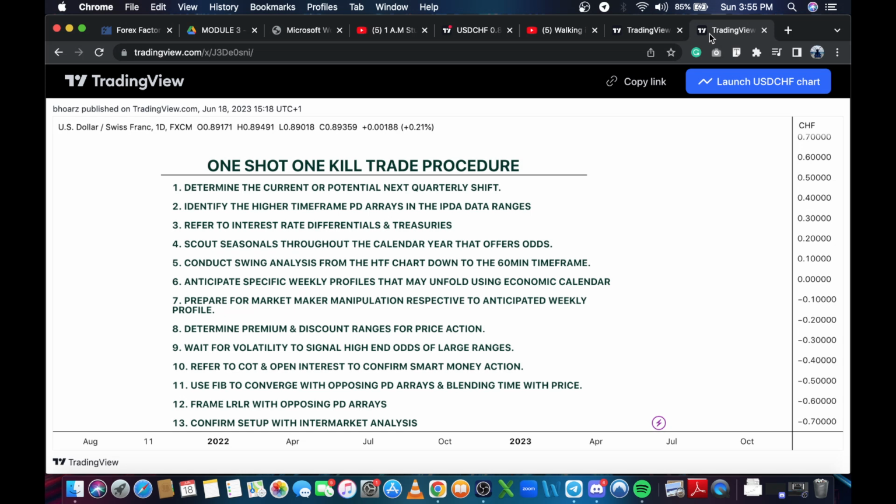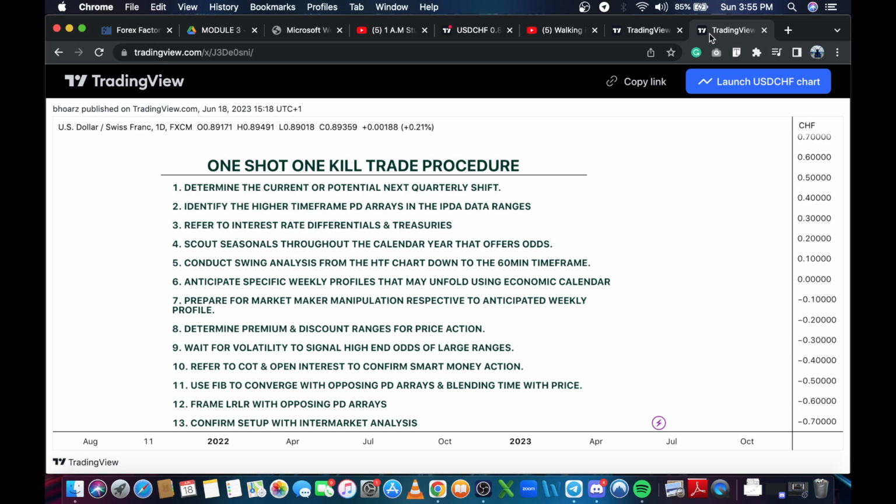So by identifying the salient PD arrays in the last 20 days, 40 days, 60 days, which is what the funds are referencing for price delivery, you can anticipate where price should be driven up or down into. Number 3, you're also going to refer to interest rate differentials.